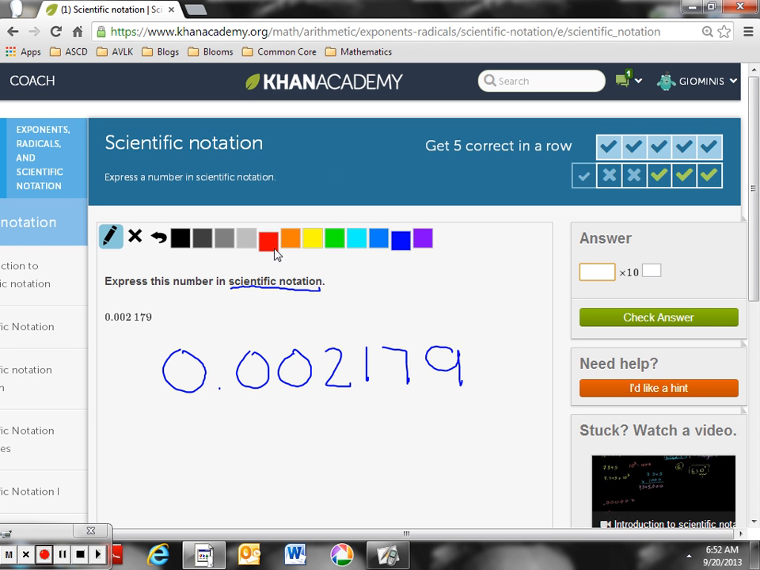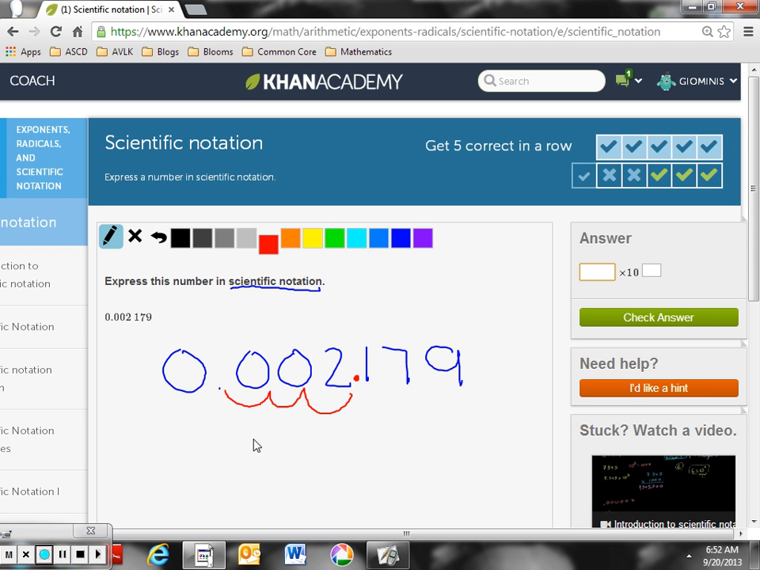So I'm going to move this decimal point. I need to put it in between two digits that are not 0 for right now, because if I put it here, it's still less than 1. I have to have it greater than or equal to 1. So that tells me I'm going to move it once, twice, and 3 times.